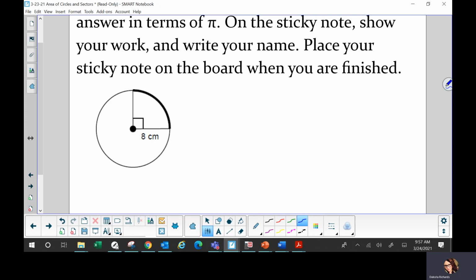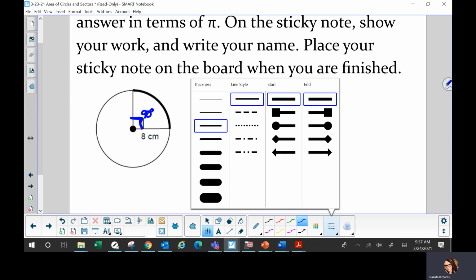Okay, so what is the arc measure? How do you know that? Because of this little marking right here. So this arc measure is 90 degrees. Let me make this so you can see it.